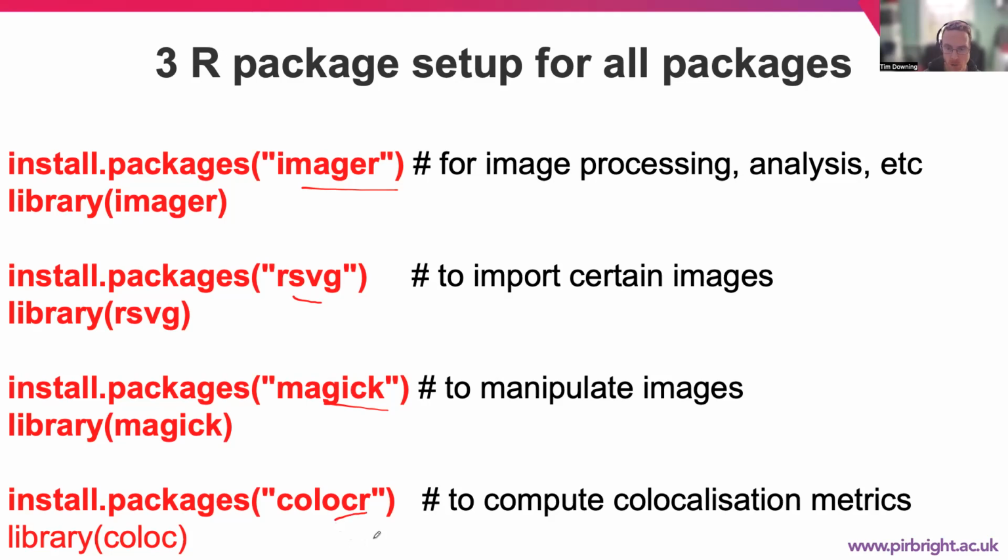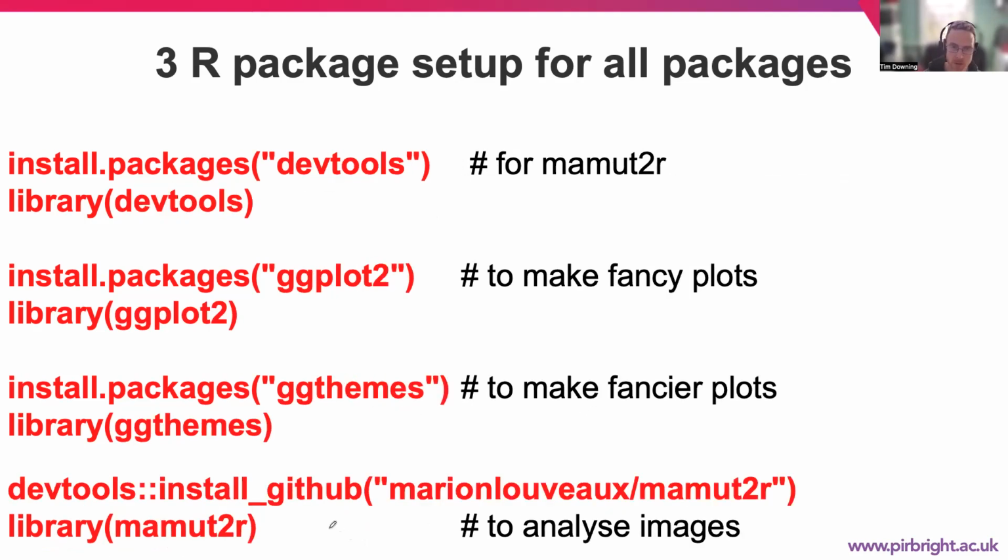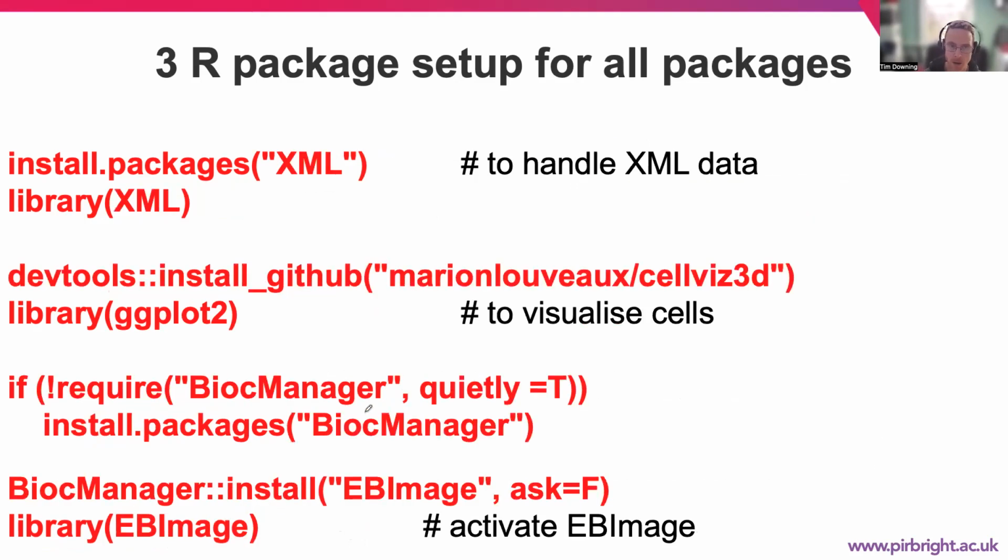Colocar, again, is for colocalization analysis. Magrittr, dplyr are both for data manipulation. Reader for reading in and out files. Here to locate files, but that's not essential. DevTools allows us to open Mammuter as well later on via GitHub. Then we have ggplot2, gthemes for visualization. And then we also need XML for our later part on the fly embryo cell movements. And that links to CellVis3D, which you also need for that part.